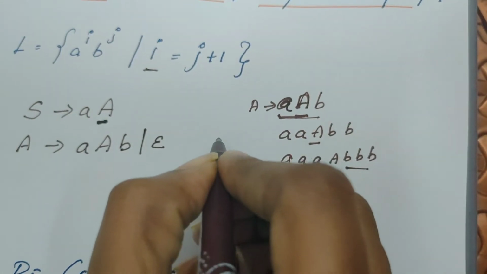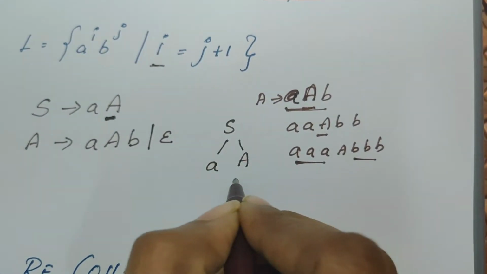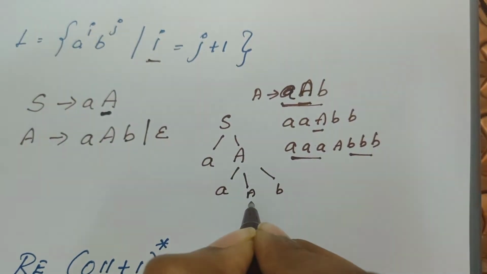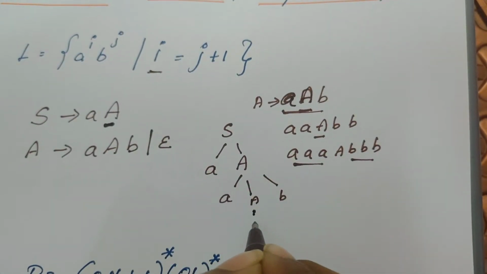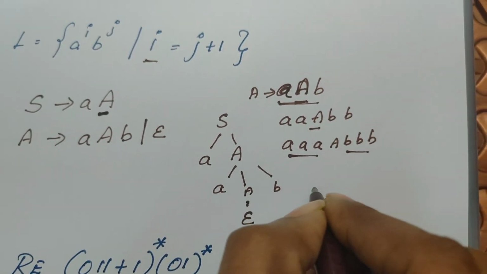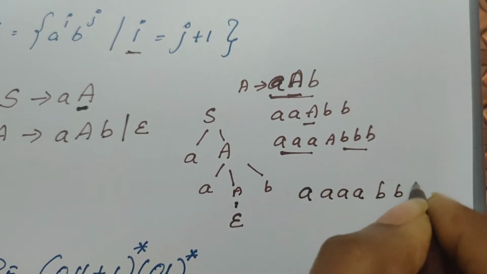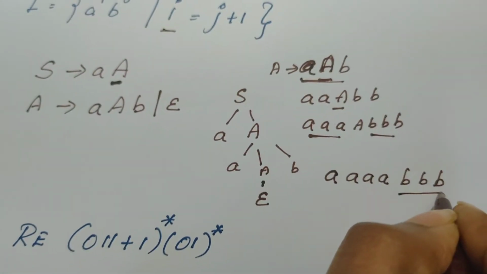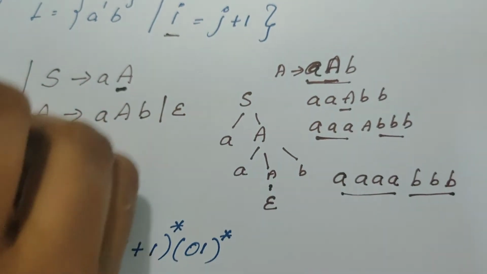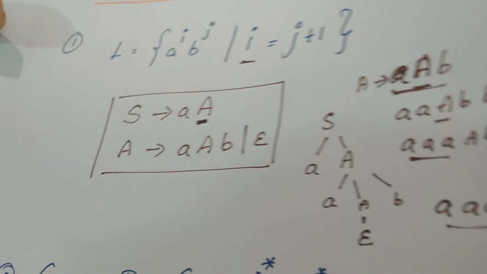So let me show the derivation here. S can be replaced by a A, and this A can be replaced by a A b. Further, if you want, this A can be replaced by a A b. At one point, this A must be replaced by epsilon. So what is the string we may be obtaining? One extra a, and then an equal number of a's and b's. So there is j number of b's and there is i number of a's, where i is equal to j plus 1. So this is a grammar for the given language. Right. Now let us look into the second question.